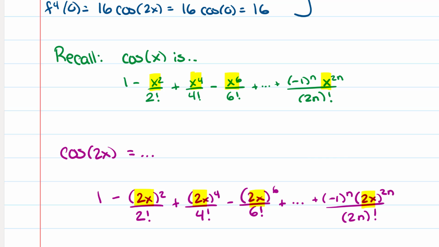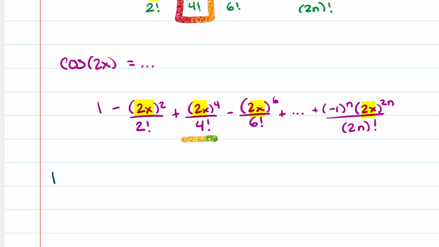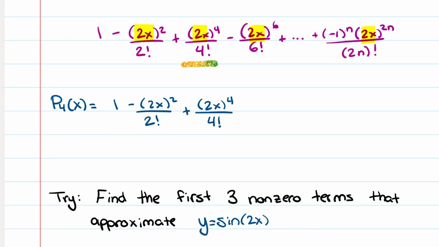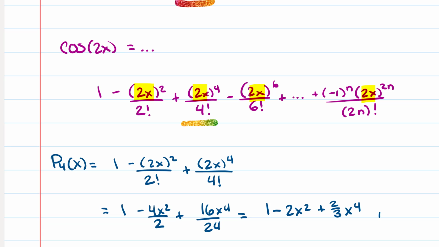So we want the first four terms. Notice that the first four terms, because of the zeros, only go up to the x to the fourth, so I really only want it up to here. So p sub 4 of x is equal to 1 minus 2x squared over 2 factorial plus 2x to the fourth over 4 factorial. Now we're going to simplify that. I get 1 minus 4x squared over 2 plus 2 to the fourth is 16x to the fourth over 24, which is going to be 1 minus 2x squared plus 2/3 x to the fourth.